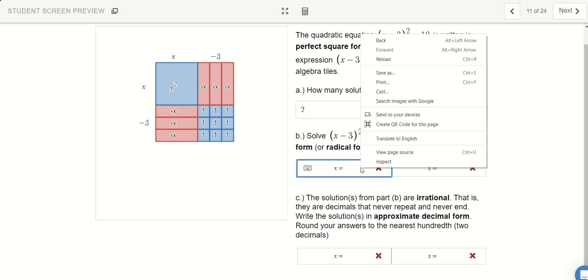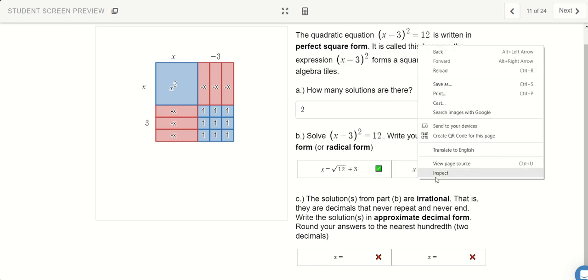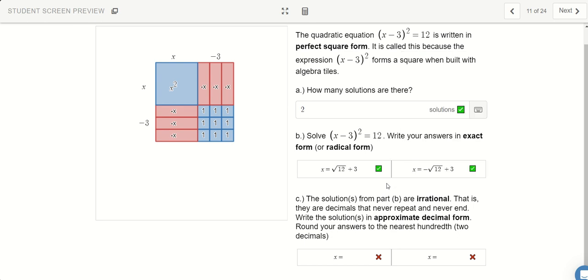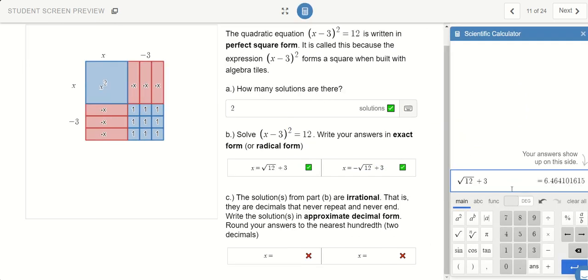I can either be in square root form, square root of 12 plus 3, or negative square root of 12 plus 3. So notice each time I square root it, there are 2 different answers. Either I get positive root 12 or I get negative root 12. And based on which of those answers, I can plus 3 on both sides and solve for x. So what's the decimal version of these 2 answers? So let's go ahead and copy this here and type that into my calculator. I can see that this is going to be around 6.4.